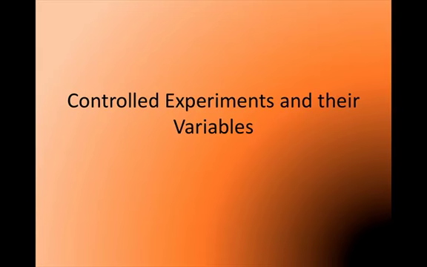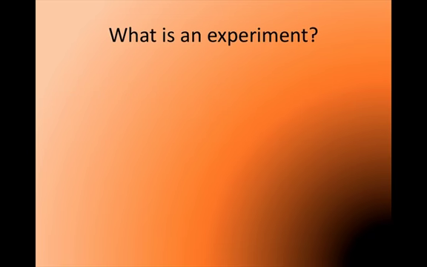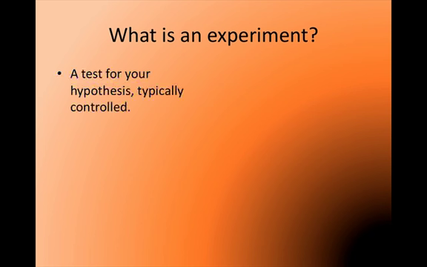Today we're going to talk about controlled experiments and their variables. The first question you have to ask yourself is, what exactly is an experiment? Well, an experiment is a test for your hypothesis, and typically it's going to be controlled. If you remember, a hypothesis is an if-then statement that seeks to explain something. So what do I mean by controlled?